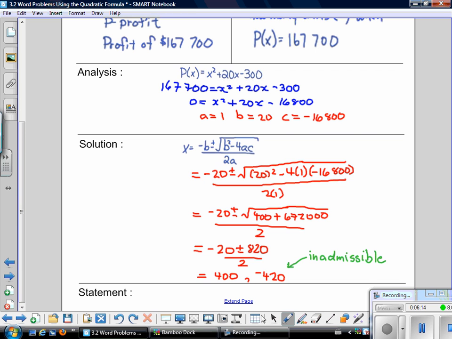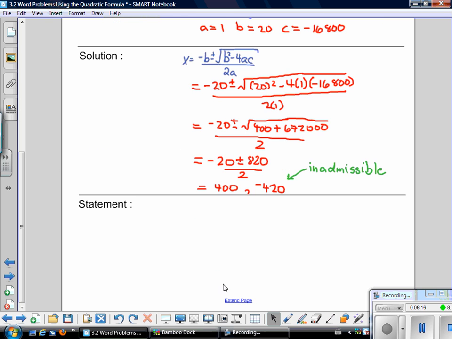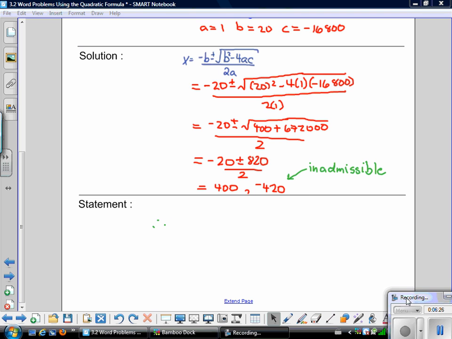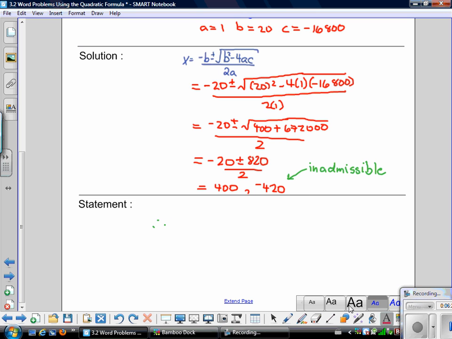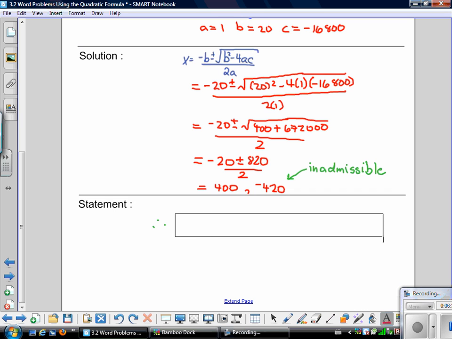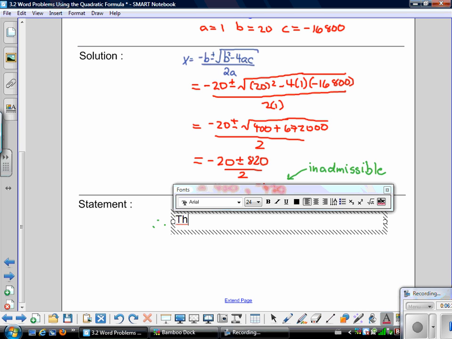So now what we need to do is we just need to have our statement. So we have therefore, and I'm actually going to type it because it is neater when I do type it. We have they need to sell 400 units. Okay, so there's that question.